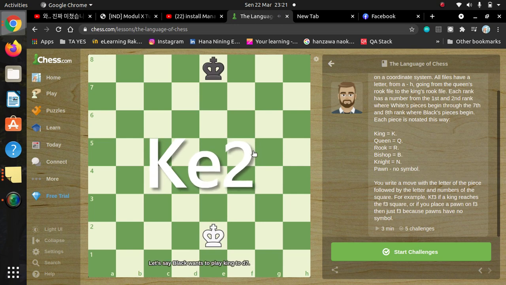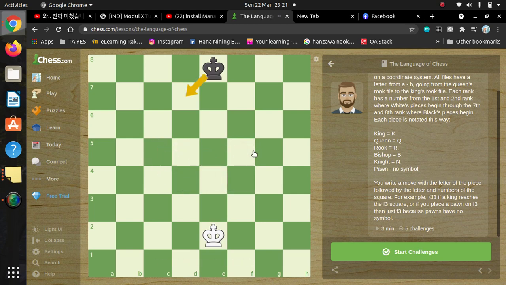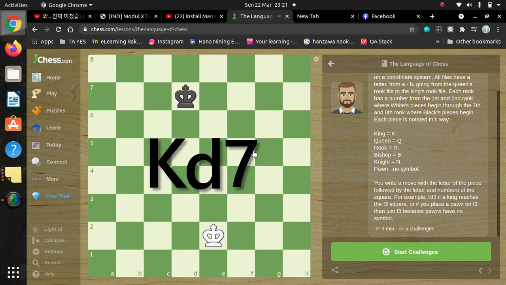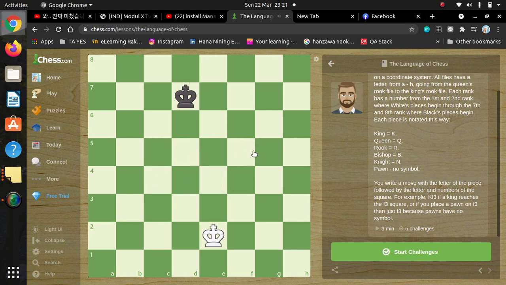Let's say Black wants to play King to D7. In this case, it's the same idea. Capital K, lowercase D7. So piece, then square. K, D7. We will use the same idea for all the other pieces.